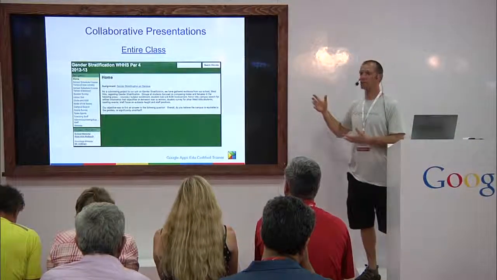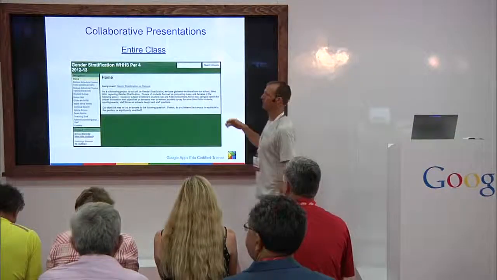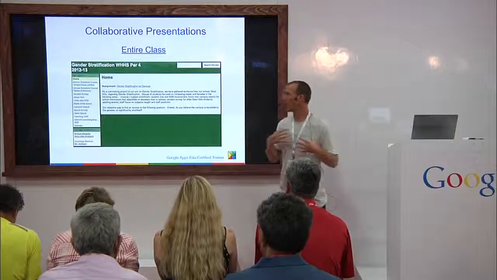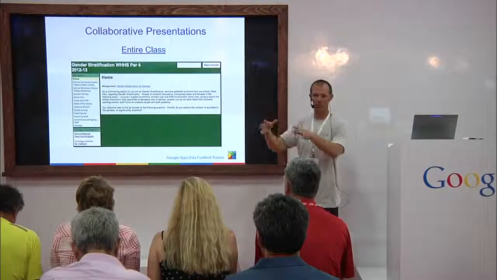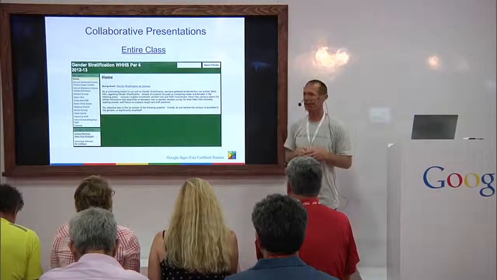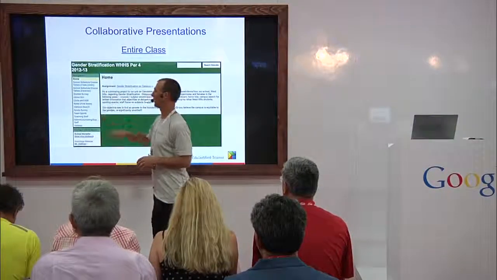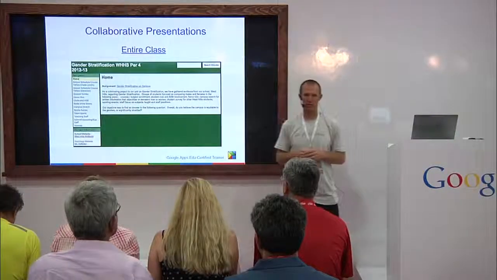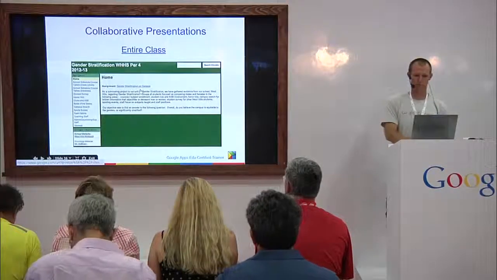You can do something where it's entire class. I'll assign, for example, this is I do gender stratification on my campus. And what we'll do with that is I'll put them into small groups, my sociology class, and they'll go out and they'll do different research on campus. And then I assign them a page where they're going to put their information and share their information. And I want to see if this is going to work.